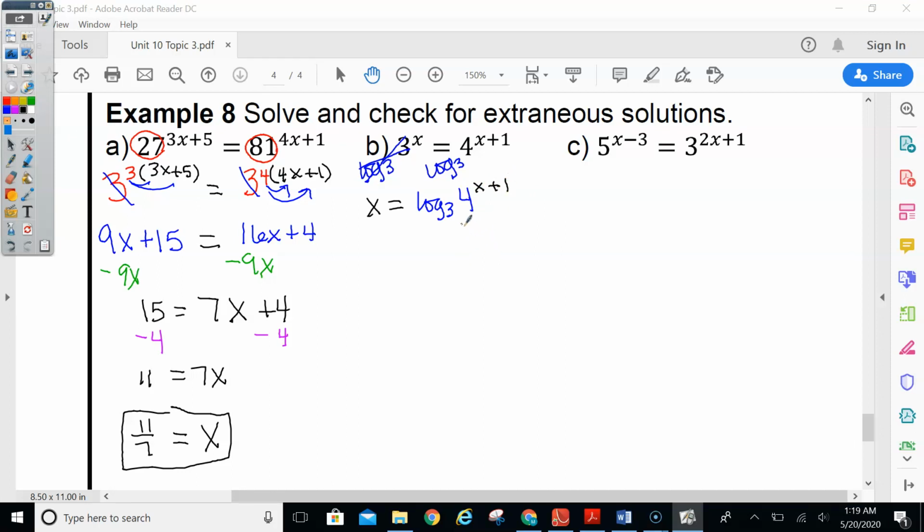Now, what my properties tell me, my power property, says that if I have an exponent inside of the log, I can take that exponent and I can multiply it to the front. So I'm going to have x equals x plus 1 times log base 3 of 4. Now this is just a number. So here, this one you are going to need calculators.